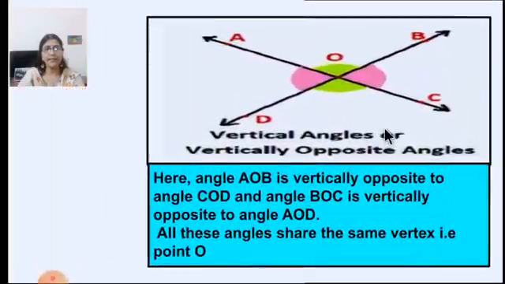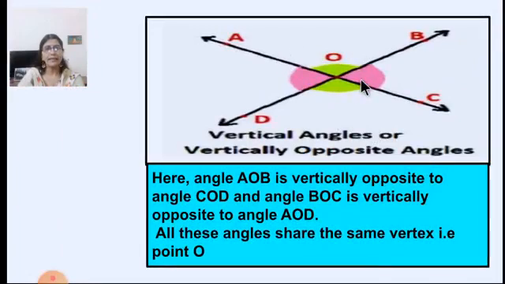Now here you can see angle AOB is vertically opposite to angle COD. By this color you can understand these two are vertically opposite to each other. Same way, angle BOC is vertically opposite to angle AOD. That is written here, and all these angles share the same vertex, that is point O.